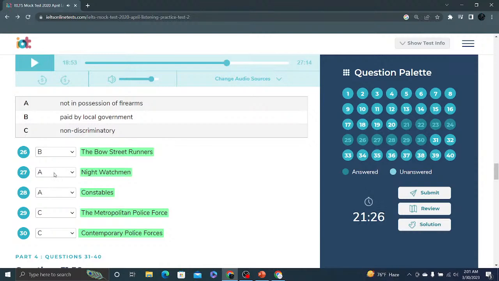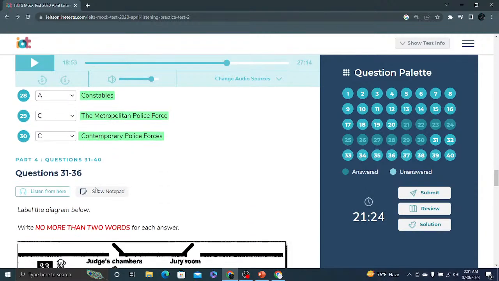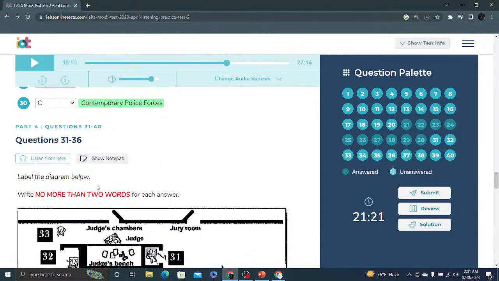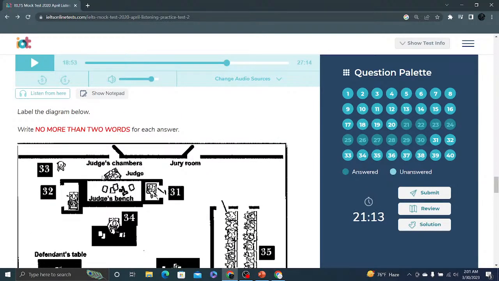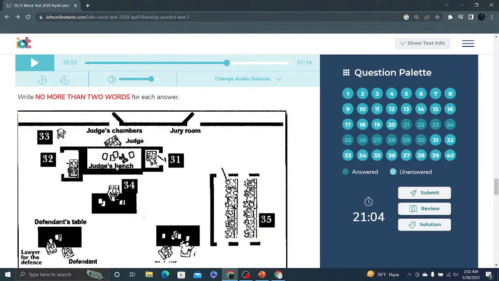Okay, have you got it? So that's all about part 3. Now we're going to jump into part 4. So here we can see another map label. Label the diagram. Write no more than 2 words for each answer. So you're allowed to write 2 words for each answer.